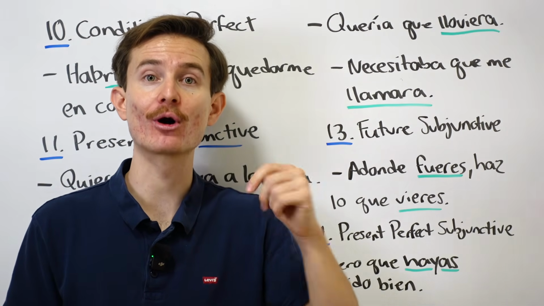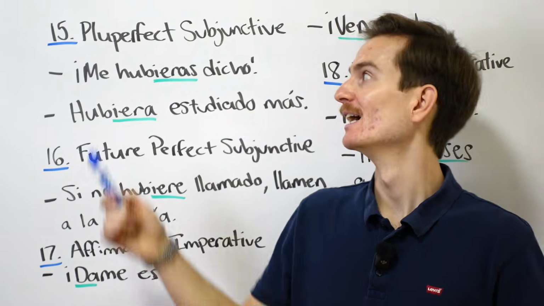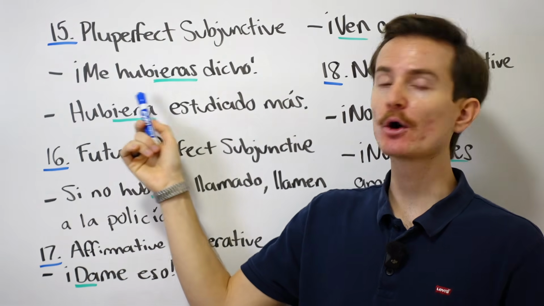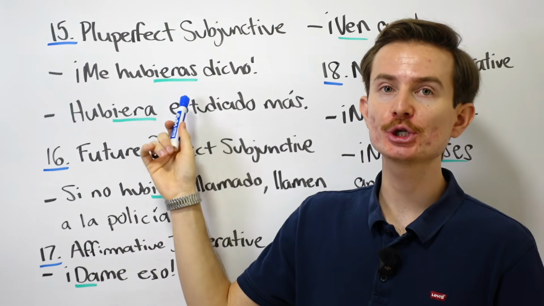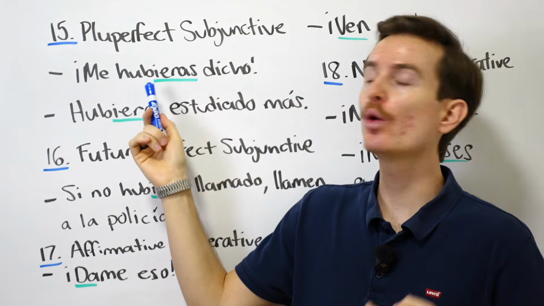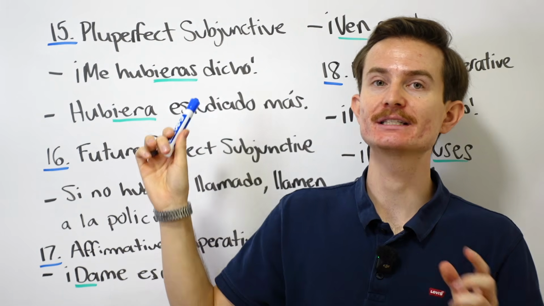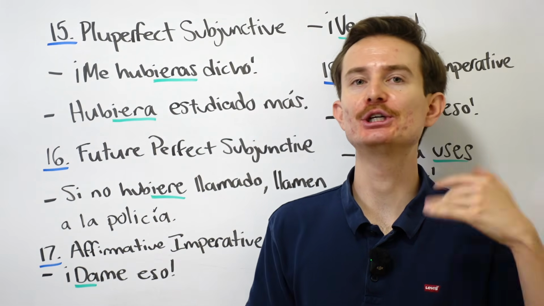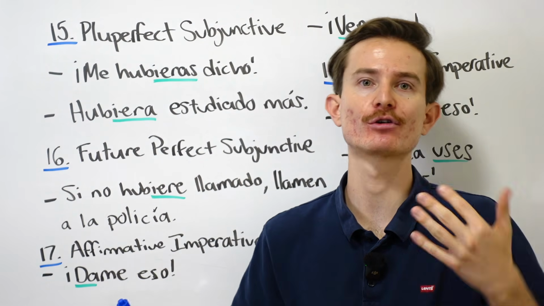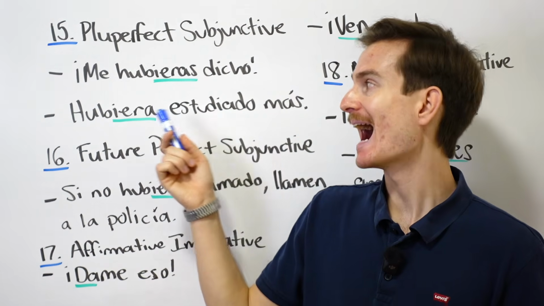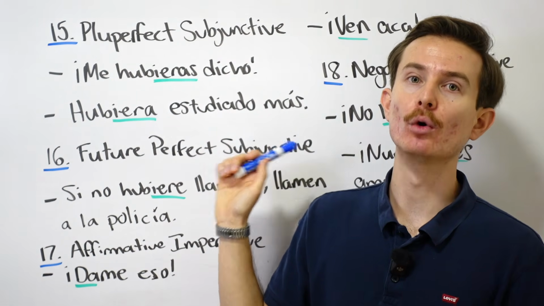Okay, we only have 4 more. Let's take a look. All right, we're almost done. Número 15, the pluperfect subjunctive. So for example, me hubieras dicho. You should have told me, okay? You were to have told me, all right? In this case, typically it takes on the transition of should have. I should have done this. You should have called me, okay? Hubiera estudiado más. I should have studied more, okay?